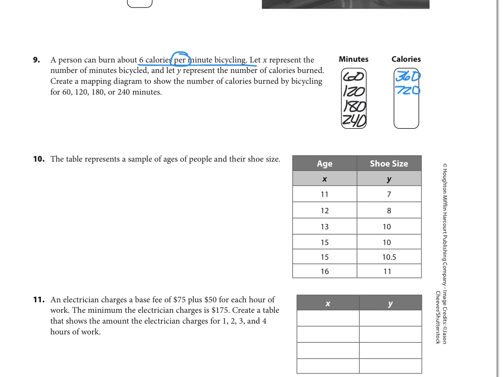180 times 6 would be 1,080. And then I do 240 times 6, and that's 1,440 calories.